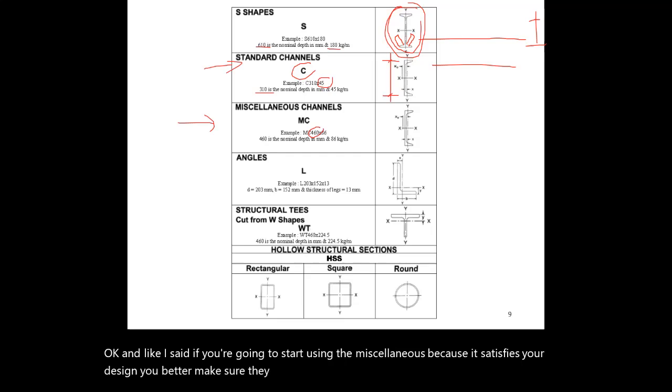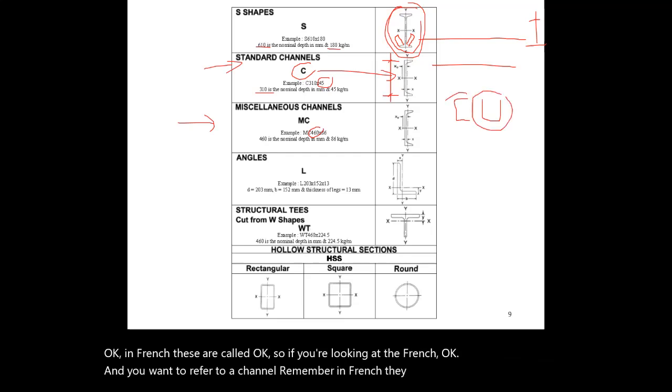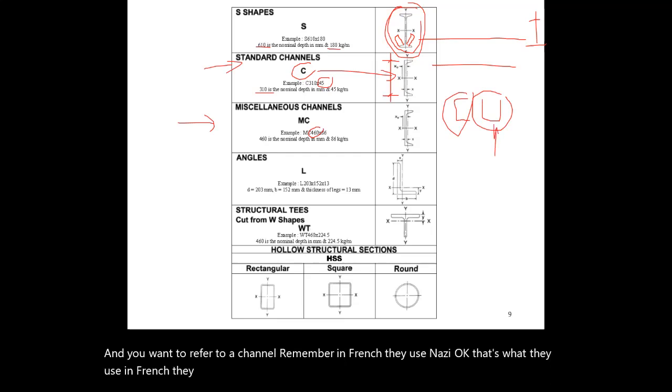And in French, these are not called C. In French, these are called U. So if you're looking at French documents and you want to refer to a channel, remember that in French they use U, not C. They say the U and not the C. So that's how you say channels in French. And angles.